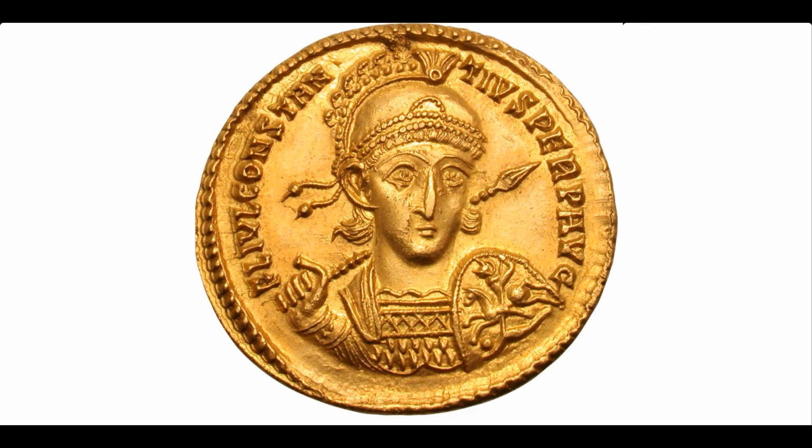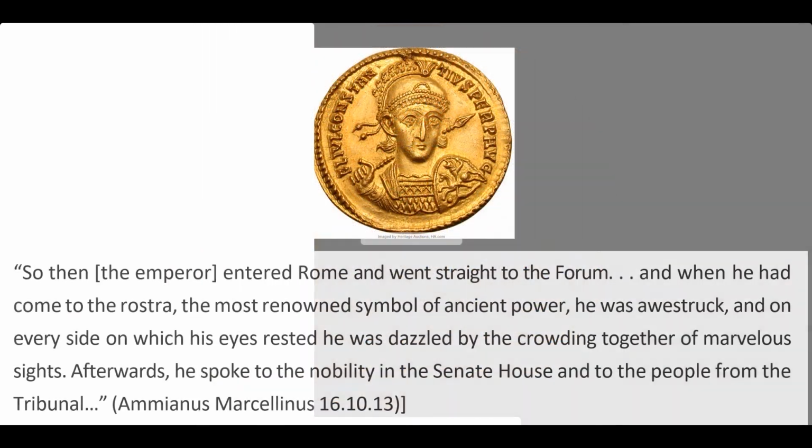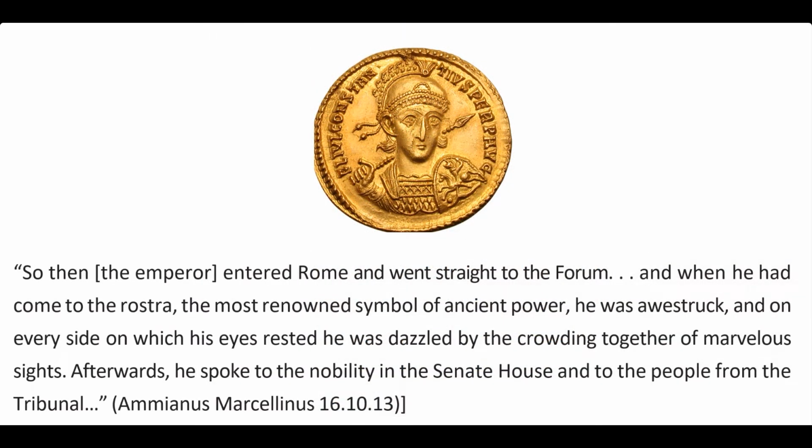Ammianus gives a long description of his trip, which begins as follows, and you can see the quotation in this slide. So then the emperor entered Rome and went straight to the Roman Forum, and when he had come to the rostra, the most renowned symbol of ancient power, he was awestruck, and on every side on which his eyes rested, he was dazzled by the crowding together of marvelous sights. Afterwards he spoke to the nobility in the Senate House, and to the people from the tribunal.